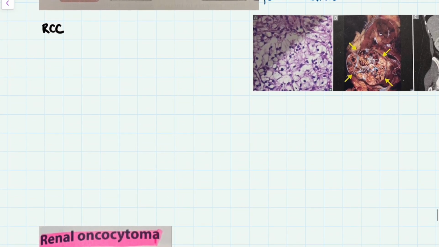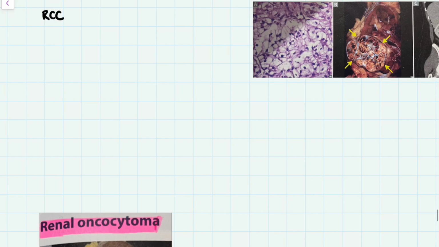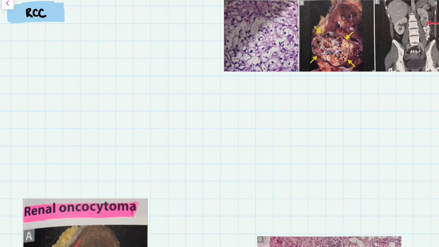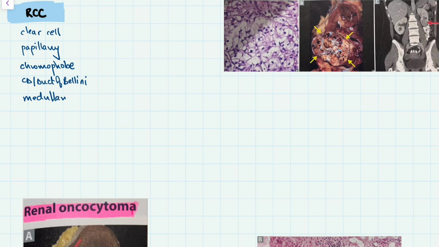starting with the most important or the most common, that is the renal cell carcinoma. RCC is of four types: clear cell, papillary, chromophobe, and collecting duct or duct of Bellini, and medullary. Right, so clear cell is the most common RCC, and it also has the worst prognosis.